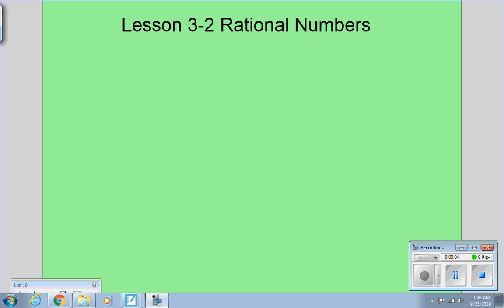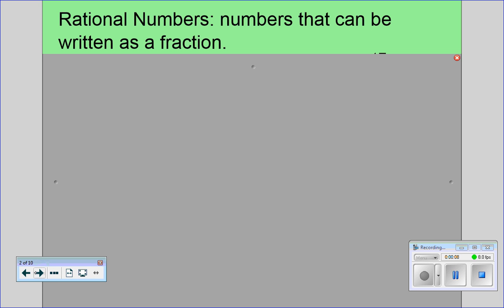Rational numbers. We talked about rational numbers already. You maybe just know exactly what they are. So rational numbers, here's your first vocab. Rational numbers can be written as a fraction. Okay, so everything we've been doing are rational numbers.